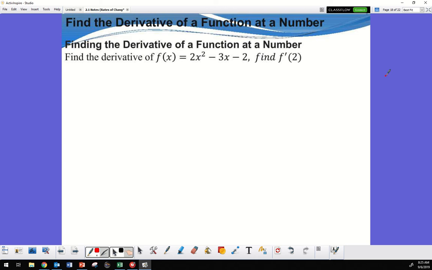Find the derivative. If we did this like we did earlier, we would go limit as x approaches 2. It's going to be f of x, which is 2x squared minus 3x minus 2, and then minus f of 2. Let me see, that's going to give me 4, 8, minus 6, which is 2, minus 2.